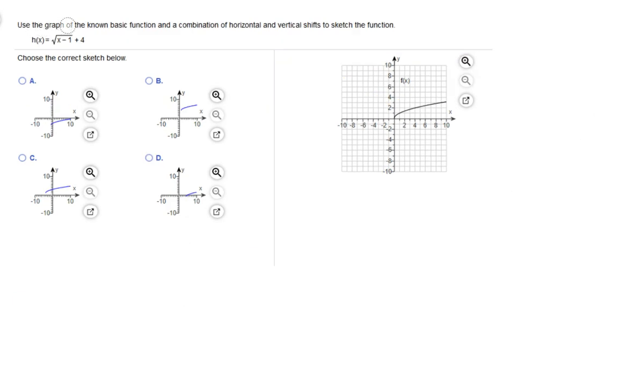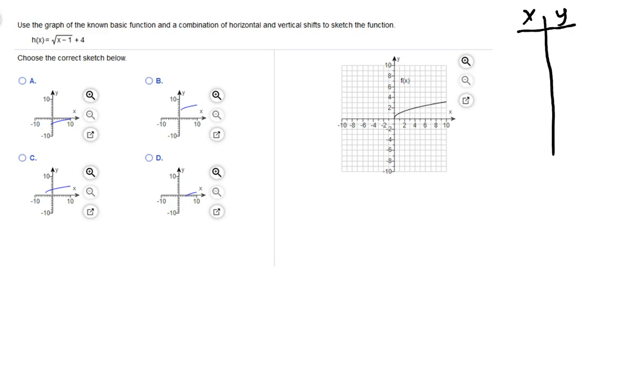This question says, use the graph of the known basic function and a combination of horizontal and vertical shifts to sketch the function. Our function is h of x equals the square root of x minus 1, plus 4. Now, even though this example gives us the picture of the basic graph, I want to make sure you know how we get that picture. So I'm going to make a table. I usually choose a standard set of points, -2, -1, 0, 1, and 2, but I know about square roots. Taking the square root of negatives would give you i, and there are certain numbers that are easy to take the square root of.